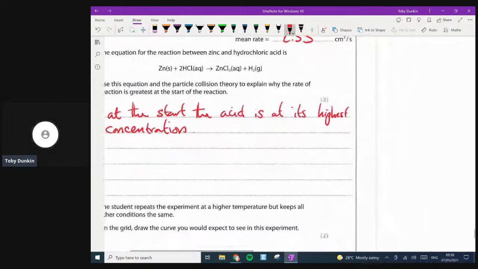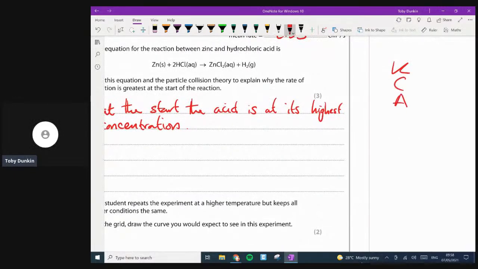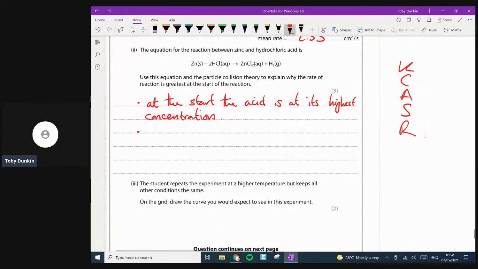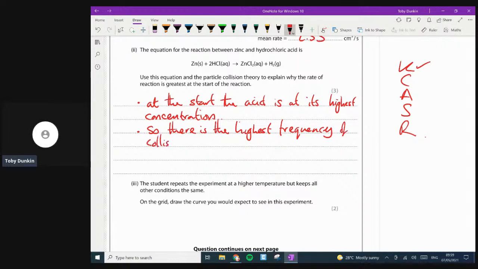Now we run Kick-Ass R. This is rates. Kick-Ass R, which is actually what we do. Knowledge, collisions, activation energy, successful, and then rate. So at the start, the acid is at its highest concentration, knowledge. Collisions, frequency of collisions. So there is the highest frequency of collisions at the start.